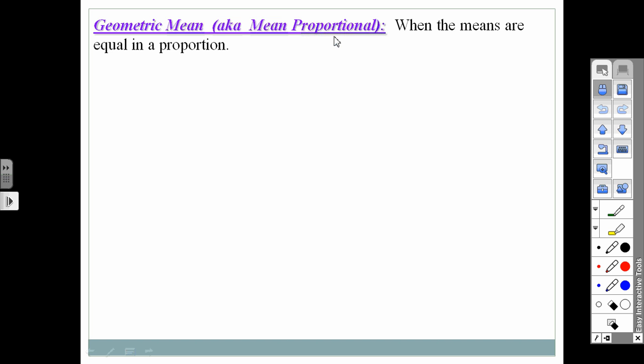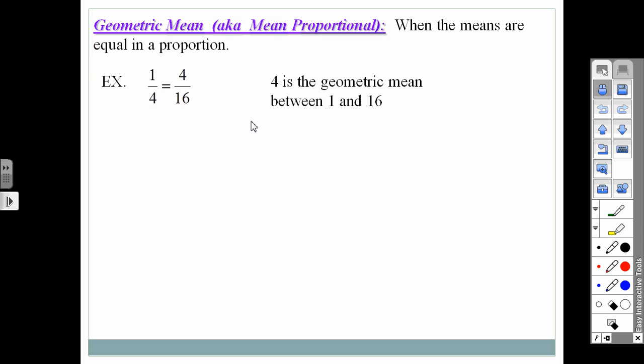Okay, the next, we've got geometric mean, which the book likes to confuse people and call it the mean proportional as well. Isn't that lovely? Either way, when they're talking about geometric mean or mean proportional, they're talking about a time when the means are equal in a proportion. So what does that look like? Well, think about this. If you had 1 is to 4 as 4 is to 16, the 4 is in both of the means locations, the second and the third term. So they're the same. So that's a geometric mean. So we would say 4 is the geometric mean or mean proportional between 1 and 16.